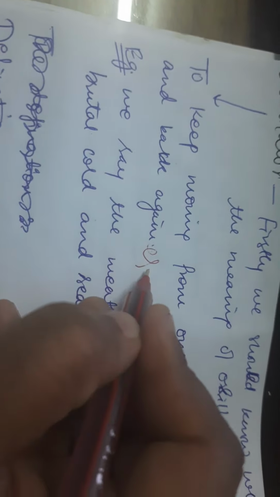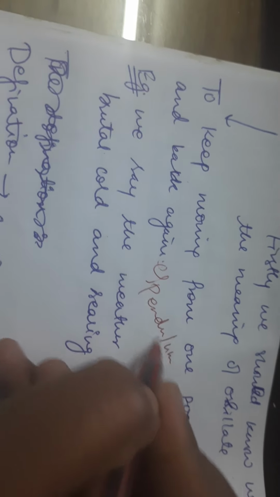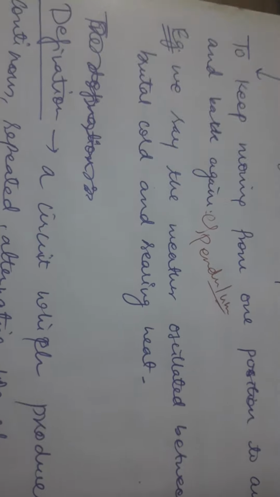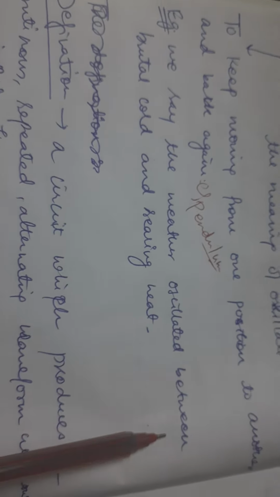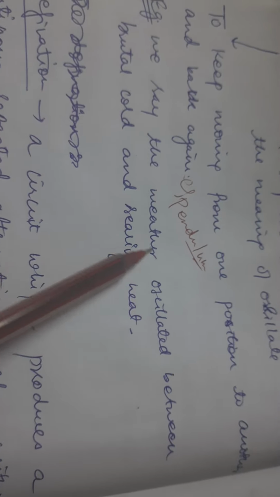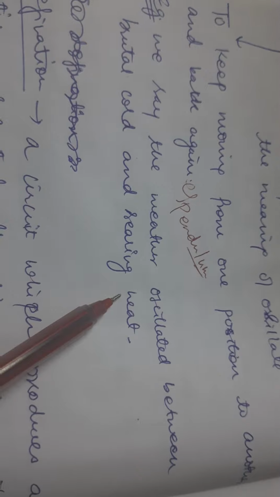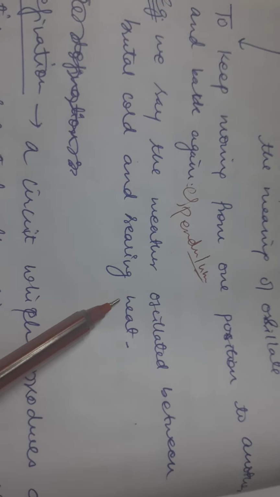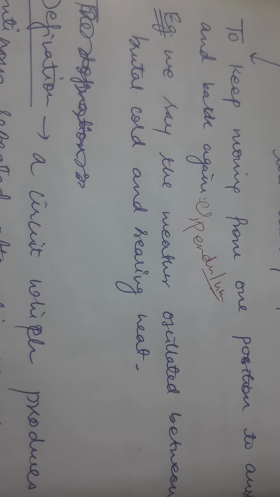Example, pendulum. We can also take an example of an English sentence: the weather oscillated between brutal cold and searing heat. So basically it was hot and cold, but it was again and again.